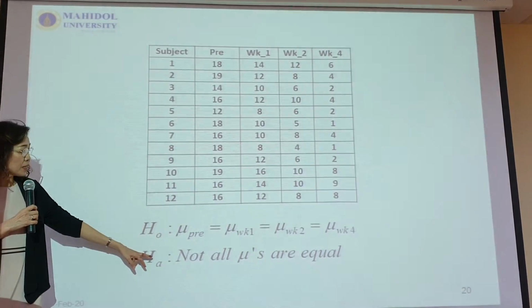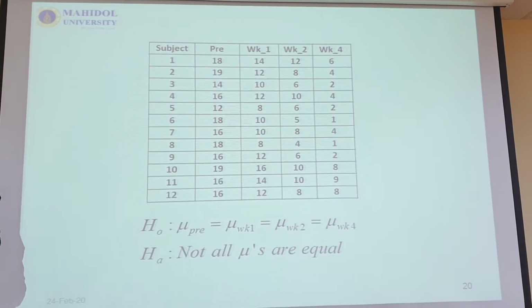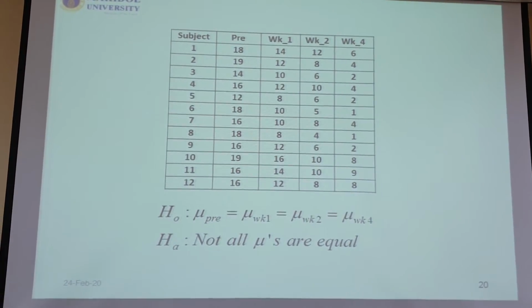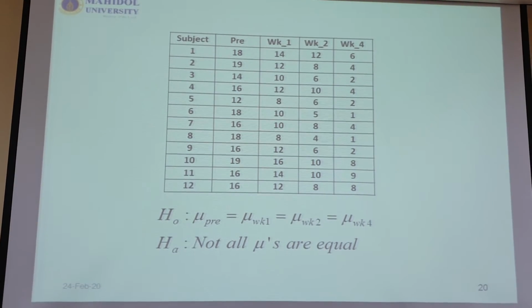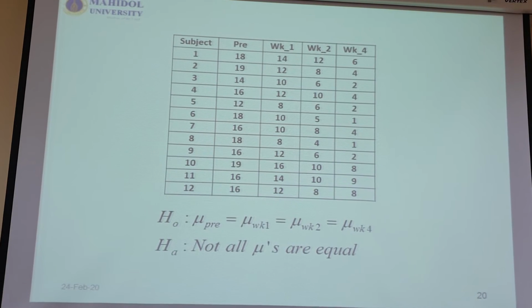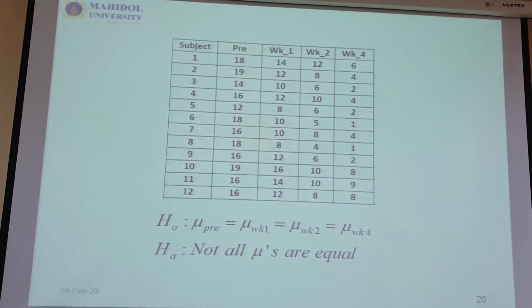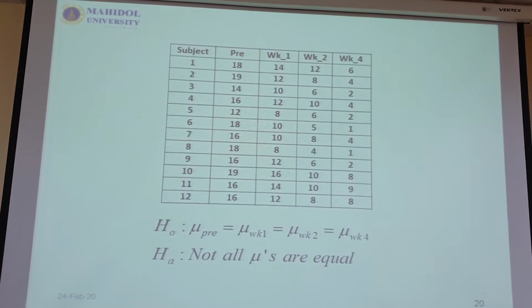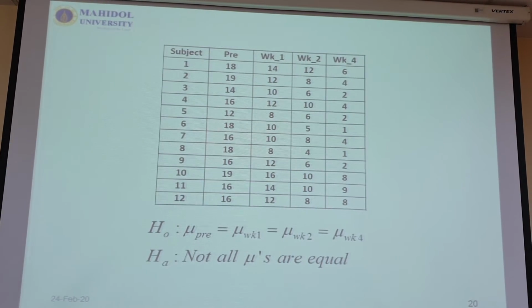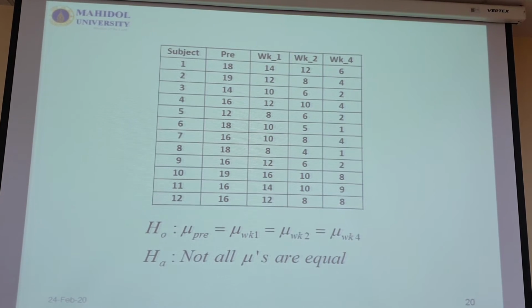So the alternative says what? Not all are equal. But do you know which one? Which group? No, we don't know. So analysis of variance here just tells you that not all means, not all groups are equal. Maybe at least one is different, or two. Okay, so the F test here cannot tell you which group, cannot identify.